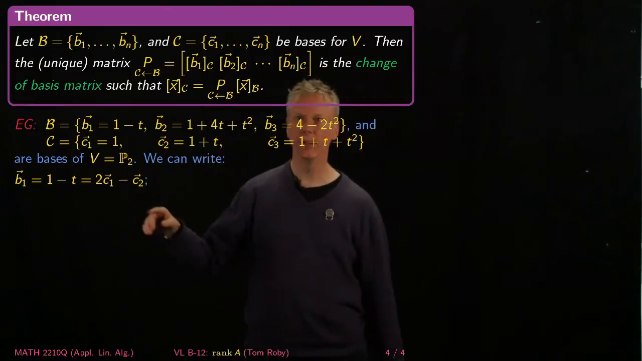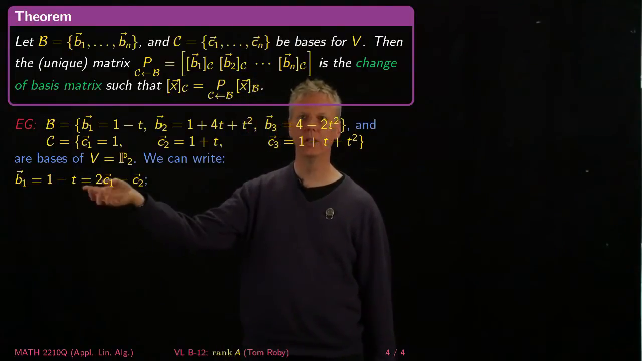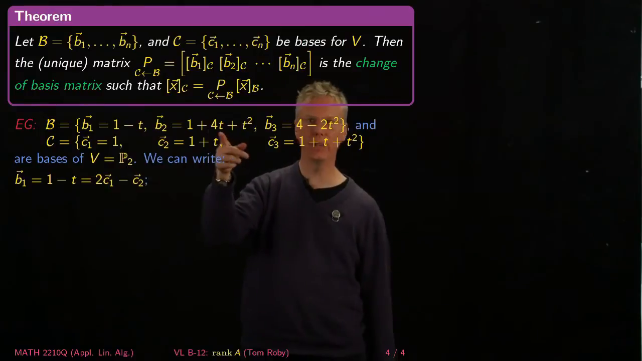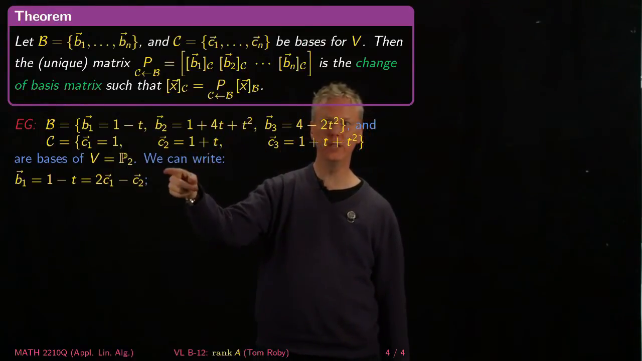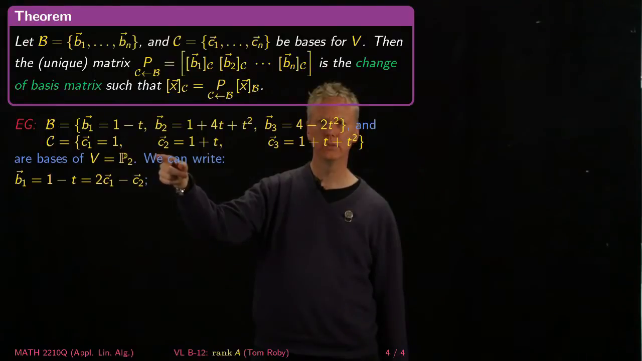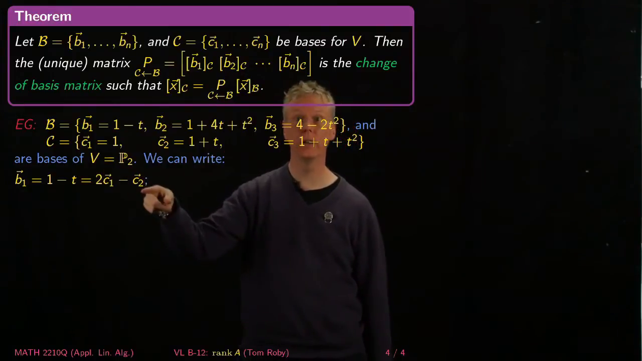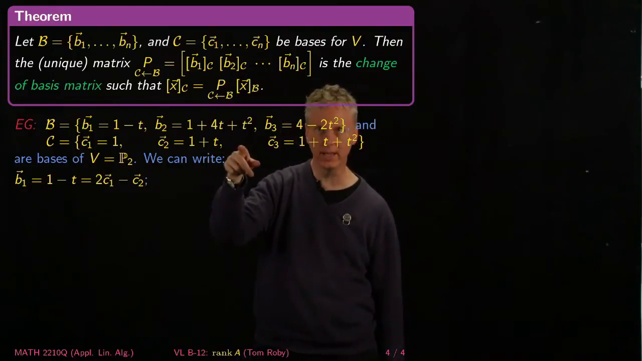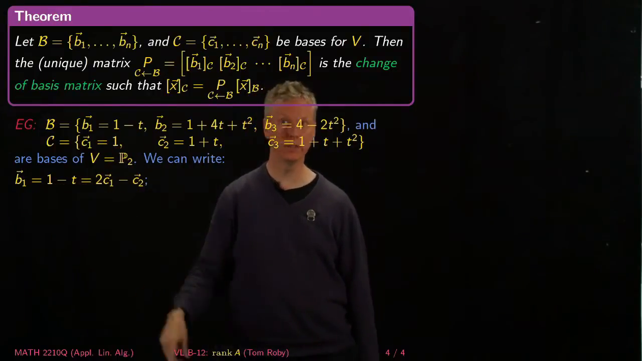For example, if I want to write B1 in terms of C1 and C2, how do I do it? Well, if I need a minus t squared, there are no t squareds, I have to use the negative of c2 to get the minus t squared, and then I'll have minus 1 minus t, so I'll have to add 2 to it in order to get plus 1 minus t.